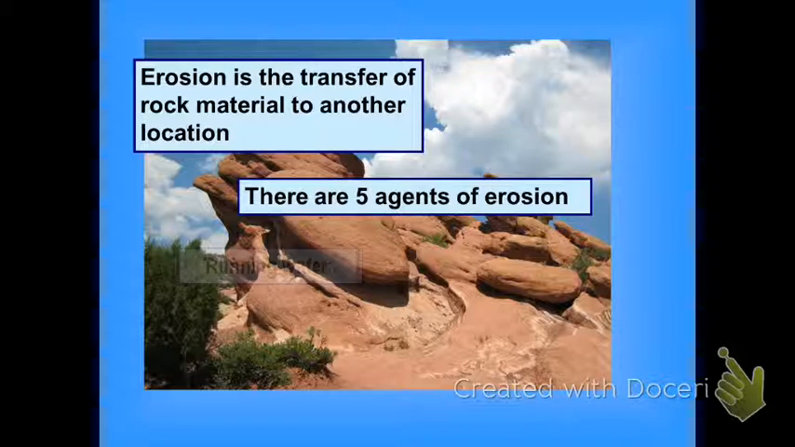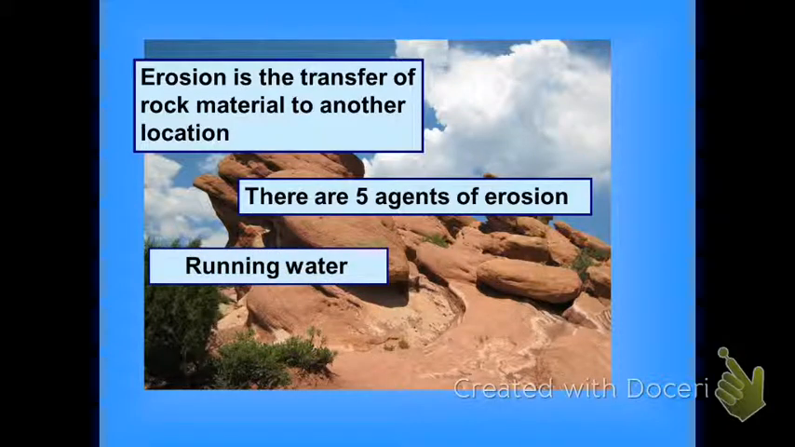Way number one is running water. We know that running water can break things down. That is one of our ways to weather things. It can be used to break down, but since it's moving, it can also be used to transport those broken down particles to a new location.